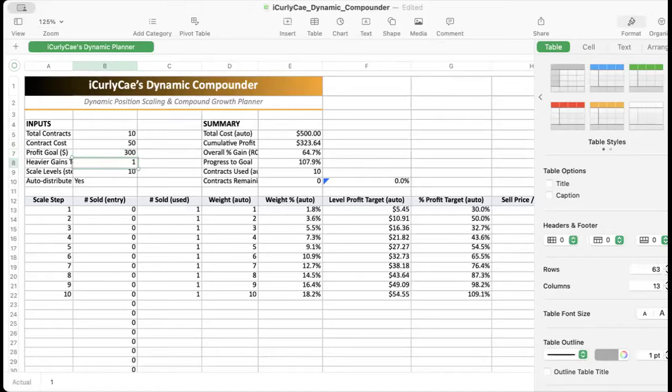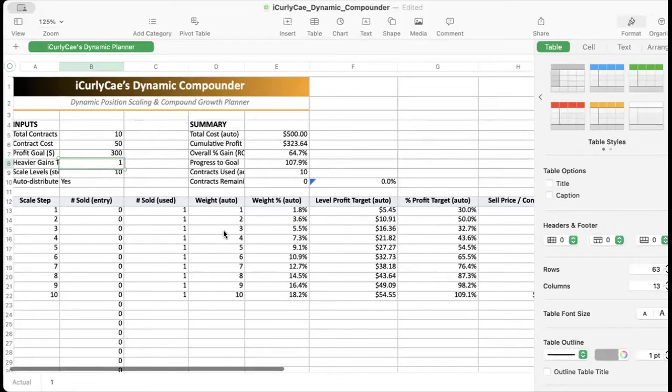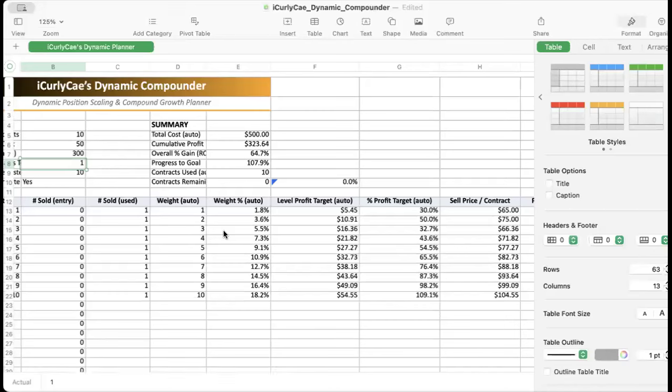What this tool is going to do is reflect however many contracts you've purchased. It's going to give you a scale step, 1 through 10. Obviously, you have 10 contracts, so it's going to give you 10 lines. And it's literally going to tell you how much you need that amount to get to before you sell your first contract.